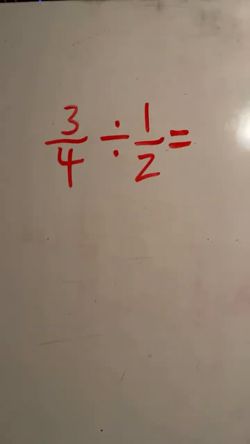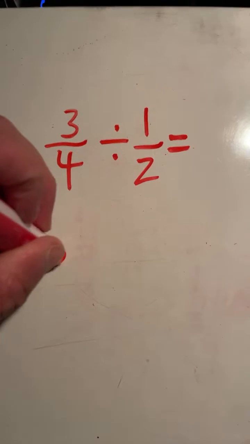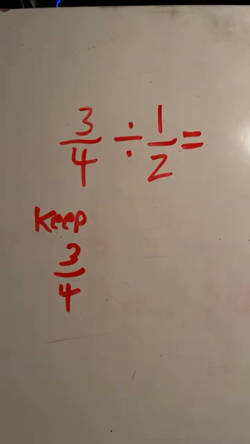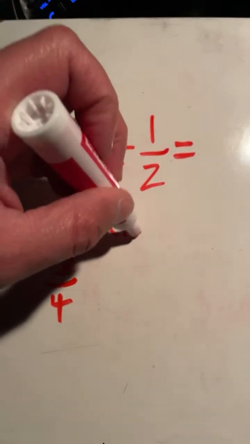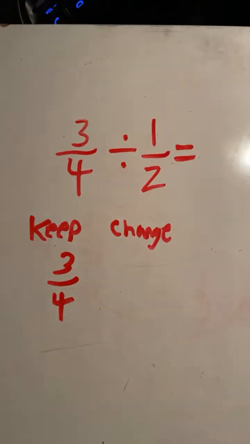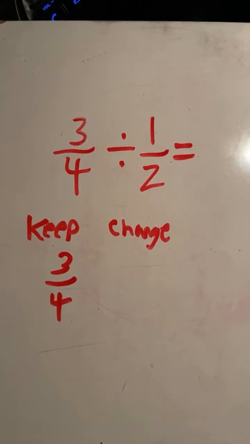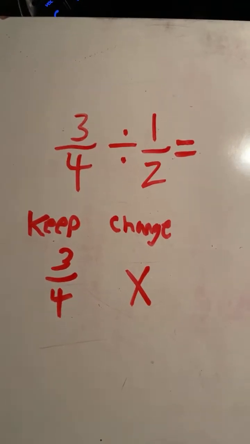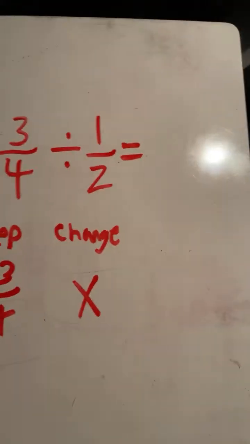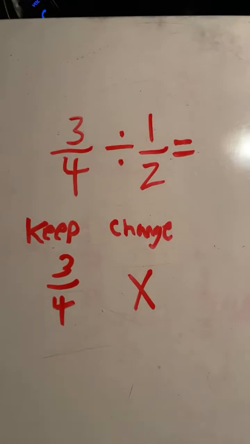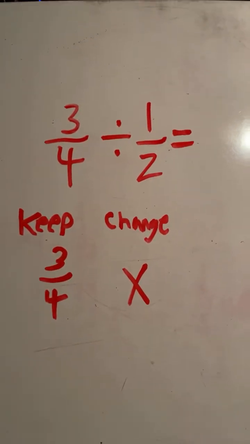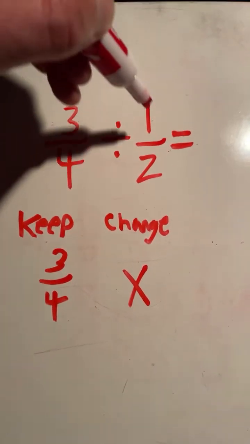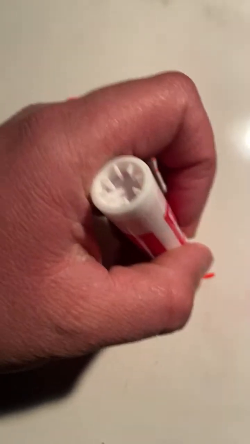All right, so step one, we keep the first fraction the same. So 3/4. So we keep. Step two, we change. We change the division sign to a multiplication sign. Step three, we flip. So for 1/2, the denominator becomes the numerator and the numerator becomes the denominator. We're flipping that over.